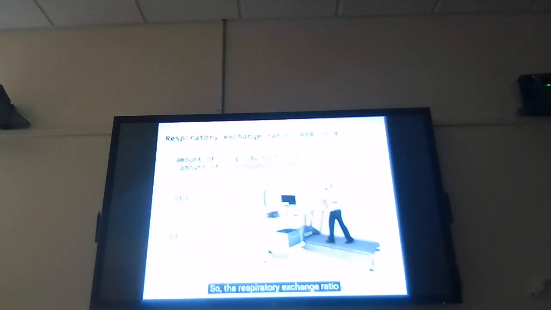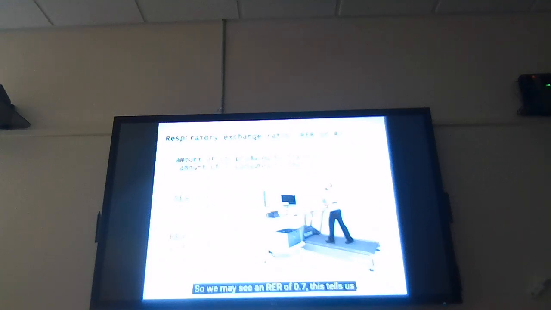So the respiratory exchange ratio is a ratio between the amount of carbon dioxide produced by the body versus the amount of oxygen consumed by the body. If I produce 1 liter of carbon dioxide for 1 liter of oxygen consumed, I'll have an RER of 1.0. What this can tell us is the type of fuel we're using to produce ATP.